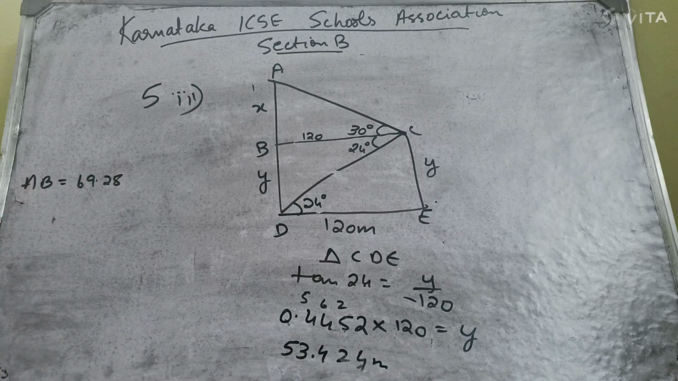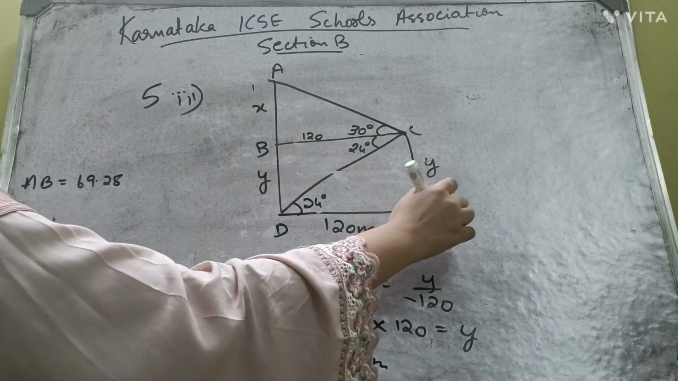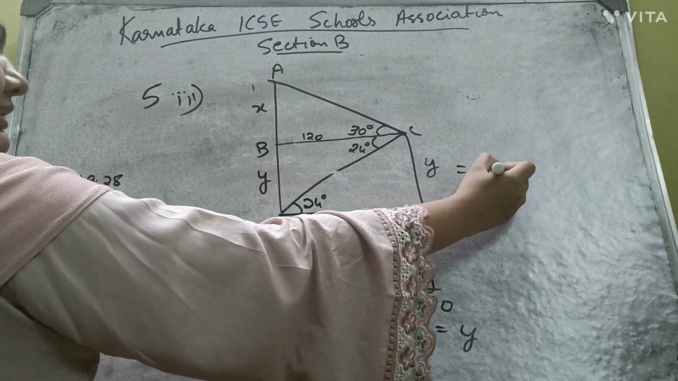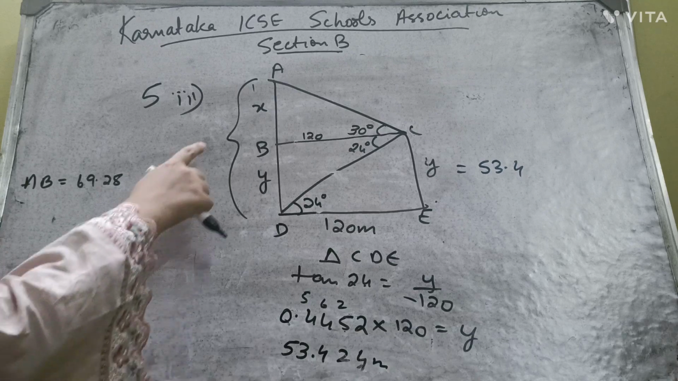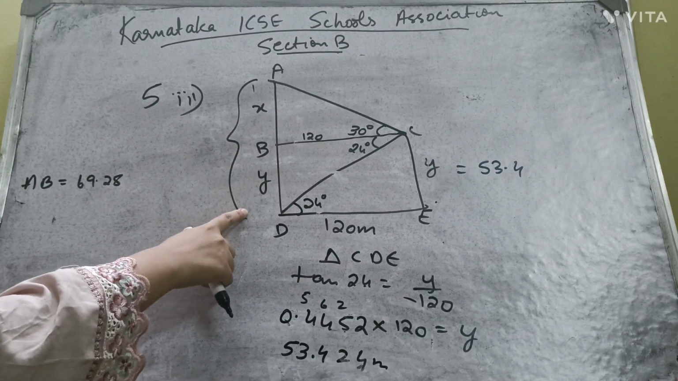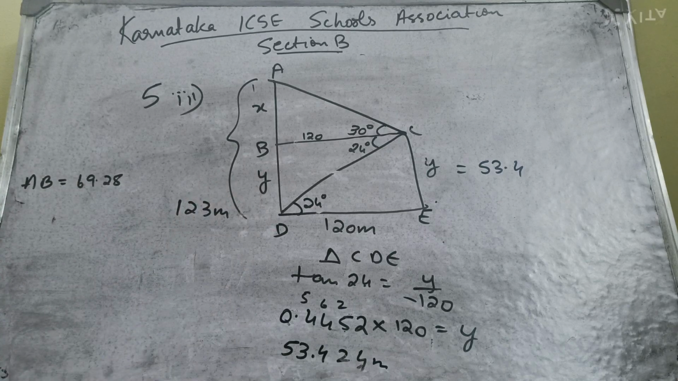Second tower's height is going to be 53.4. The question had told us to find the answer in 3 significant figures, which means only 3 digits to be written. Therefore, the height of the second tower CE is going to be 53.4 meter. And AD, which is the height of the first tower, you need to add both x and y and get the answer, which you will get as 123 meter. Alright. Now let us go to question number 6.